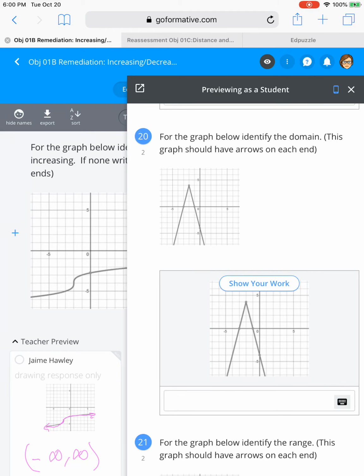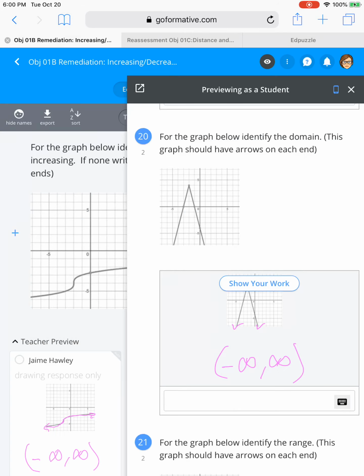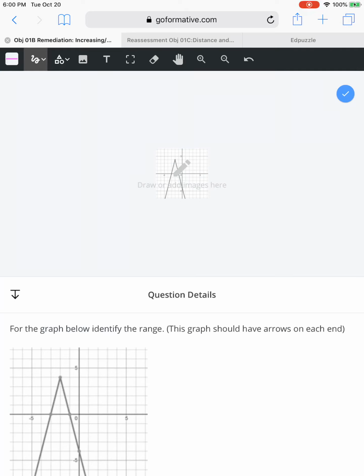Domain. My domain, because we're going to imagine this as arrows, well, it has an arrow to the left, that's negative infinity, an arrow to the right, that's positive infinity. And range for this one.